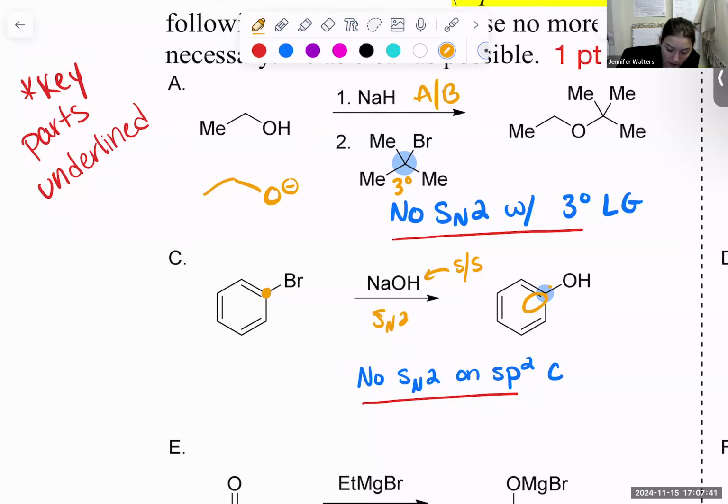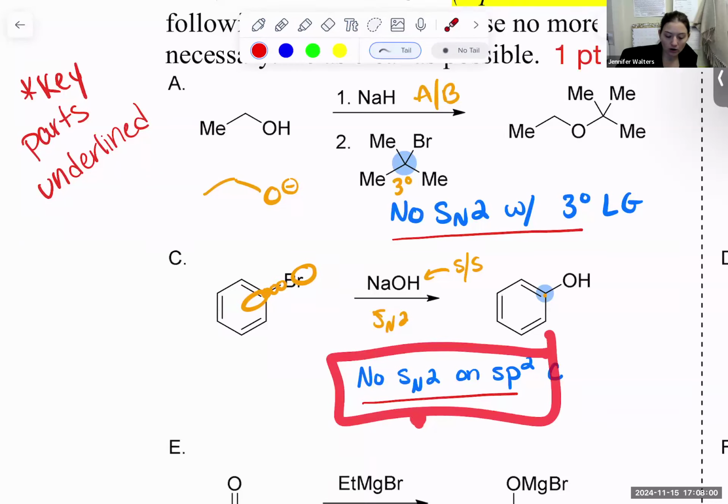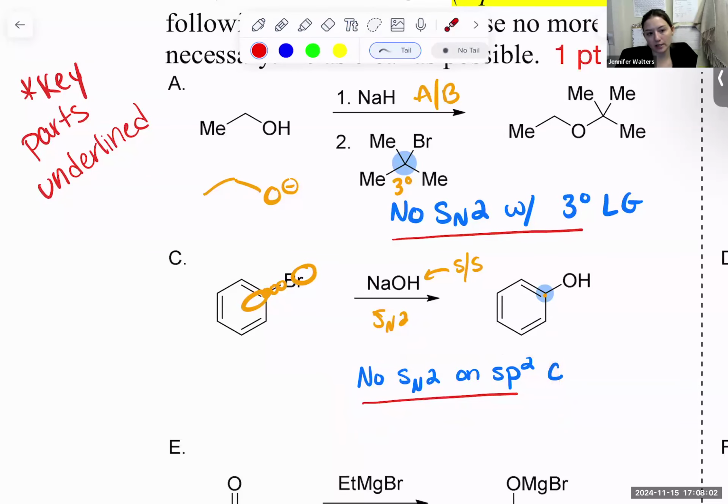So that's a big issue in this one, specifically wrong structure, because your sigma star is pointing directly into the benzene. Or if you had said that it was no SN2 because this is a really strong carbon leaving group bond, that was awesome, but I was just looking for what is the error? I cannot do SN2 on an sp2 hybridized carbon. All right. Any questions about C?